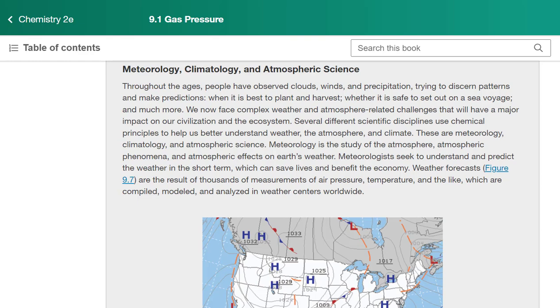So that kind of wraps up this first section on gas pressures. In the next section, we'll be taking that and incorporating it with the other things we can measure about a gas to understand them in a little bit more detail.